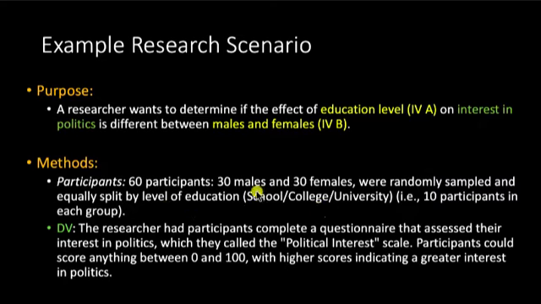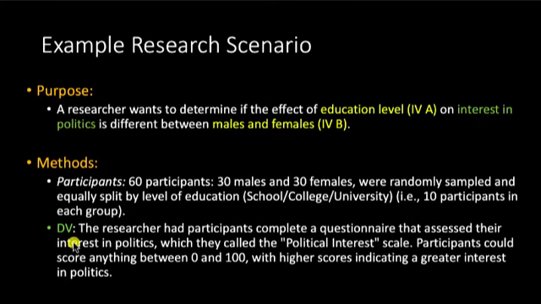So school is considered high school. College would be like an associate's 2-year type of degree, and then university is considered like a 4-year degree. So equally split, we have 10 participants in each category for each gender or each sex.